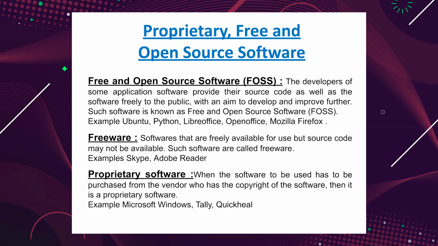Sometimes software is freely available for use, but the source code may not be available. Such software is called freeware. Examples of freeware are Skype, Adobe Reader. When the software to be used has to be purchased from the vendor who has the copyright of the software, then it is a proprietary software. Examples of proprietary software include Microsoft Windows, Tally, QuickHeal.